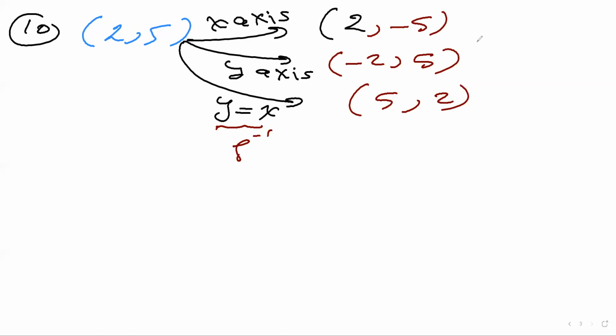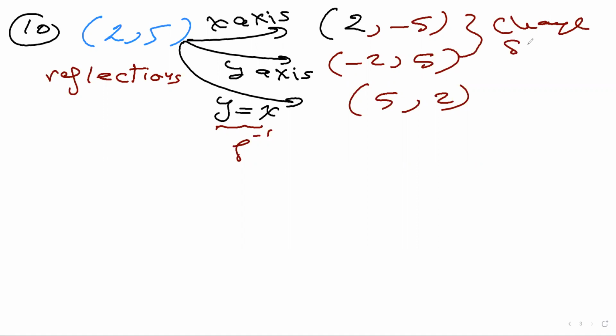Always, guys, this is called reflection. When we have reflection across the x-axis or the y-axis, I change the sign of the slope. Don't change the slope, change the sign.